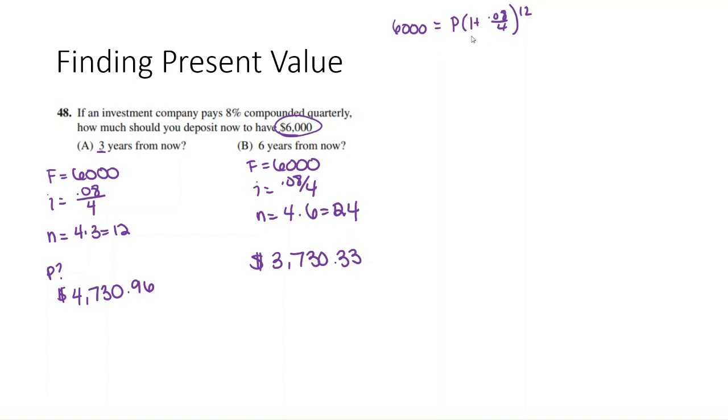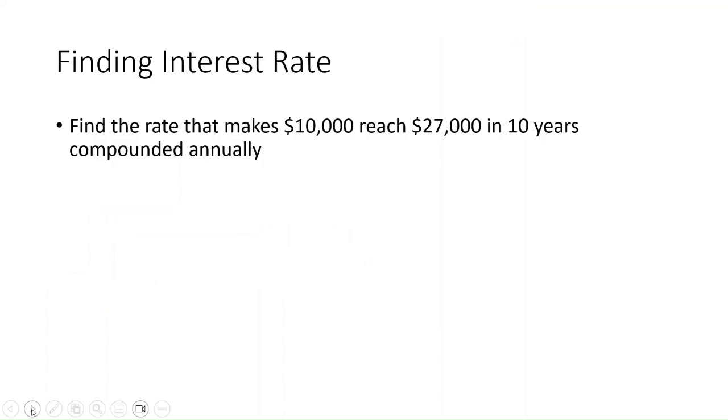Now, this one isn't too difficult to solve algebraically, but if I go to ask you to find the rate or the time, that involves a lot more algebra with working with natural logs to undo these powers of exponents and things like that. So again, we can use Desmos to help us reduce the error that can happen when we solve some of these algebraically. Find the rate that makes $10,000 reach $27,000 in 10 years compounded annually.